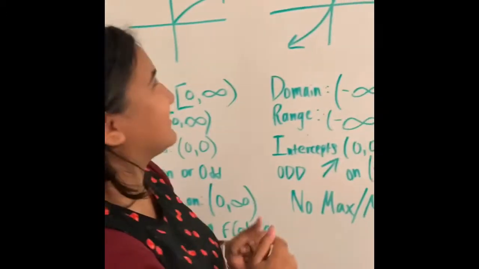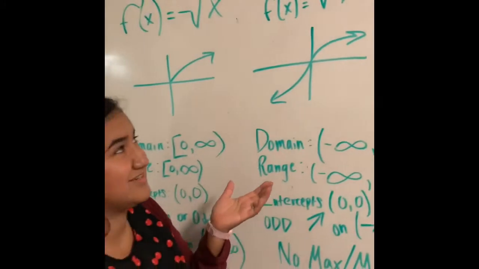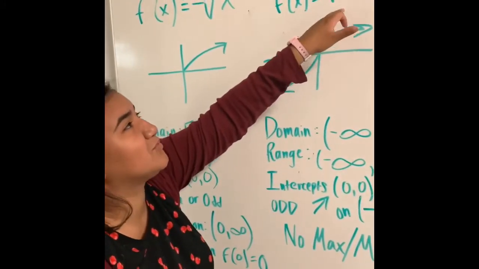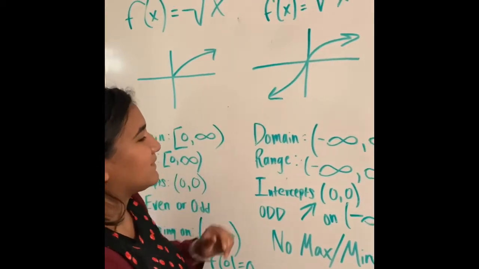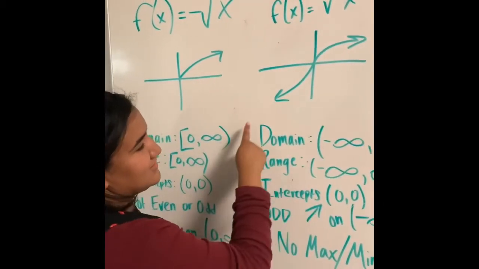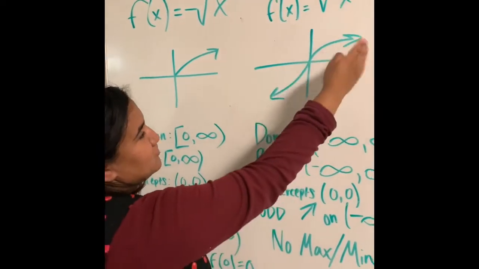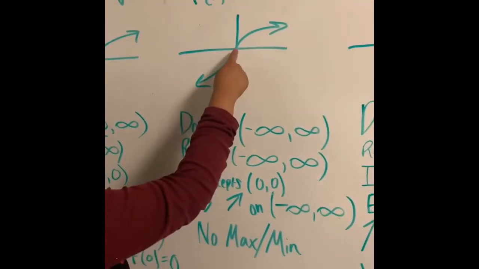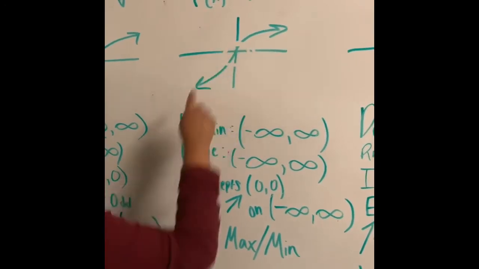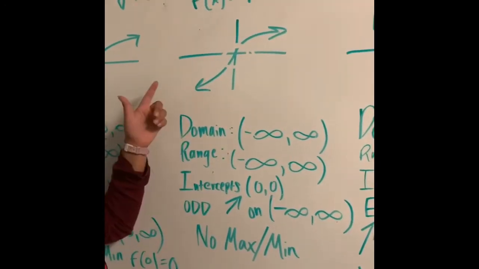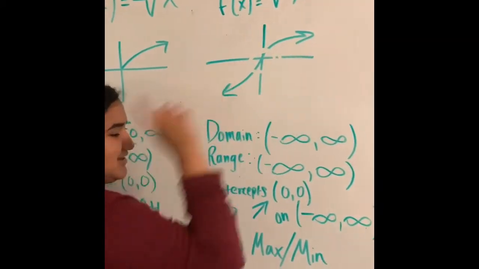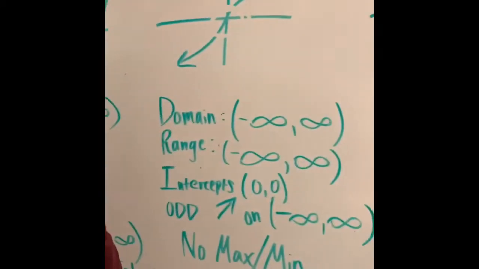Moving on. Okay, next one, cube root function. This is, as you can see, f of x equaling the cube root of x. And as you can see, the domain, left to right again, it's going to be negative infinity to infinity, and the same for range. And so for the intercepts, it's actually going to go through 0, 0, as you can see right here. And it's odd, and it increases actually from negative infinity to infinity. Use your eyes, people. No max or min.